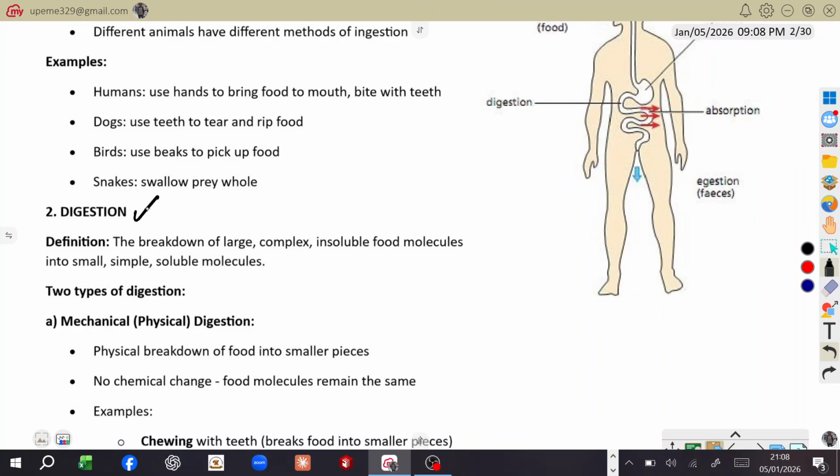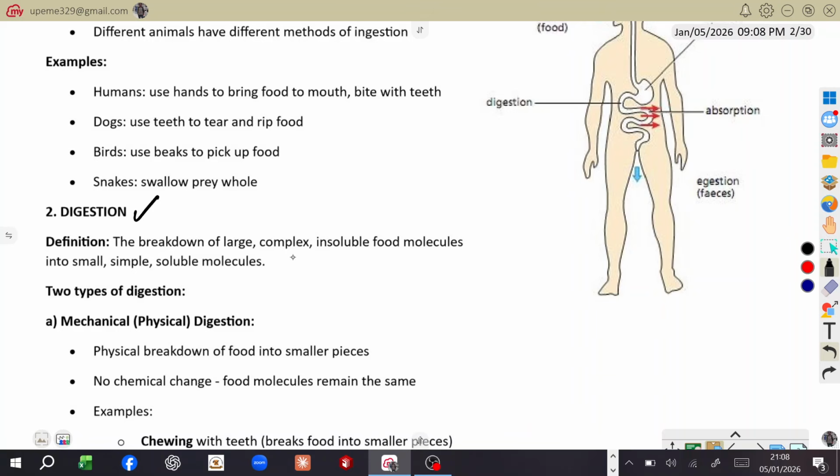So what is digestion? We are saying digestion is the breaking down. So this is the breakdown of large, complex, insoluble food molecules into small, simple, soluble molecules. So this is the breaking down.